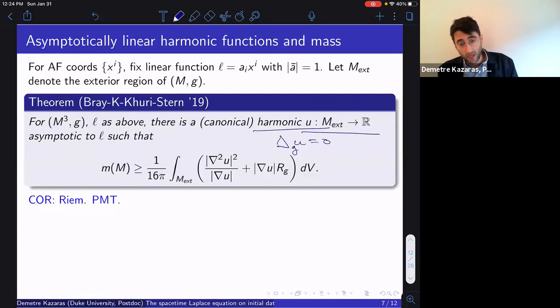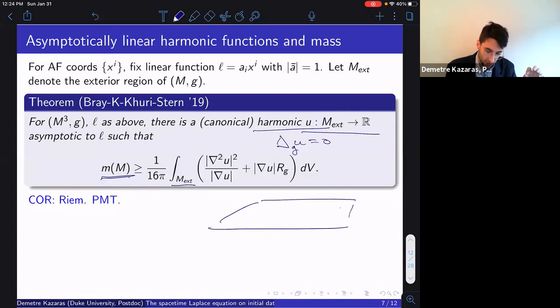However, okay, here's the main fact, is that the mass, which I was also calling energy, the mass of your manifold, your symmetric, your totally geodesic initial data set, can be bounded below by an integral quantity. This is a bulk integral quantity. Okay, so just to draw you a little picture, here's your manifold M.